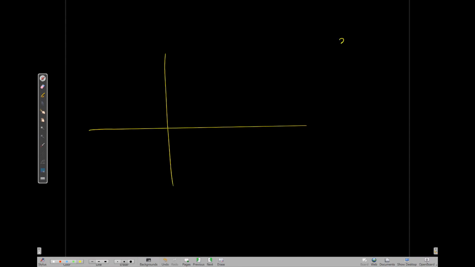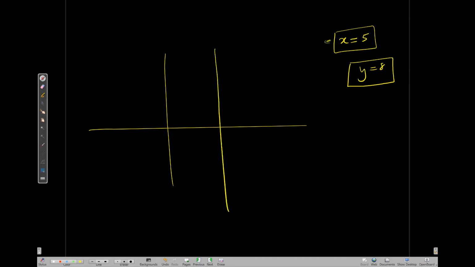Now, intermediate algebra basic stuff: x equals 5. If you had this equation, what does it represent? And y equals 8. What are those two things? x equals 5 is always a vertical line going through 5, because the x value is 5. No matter what point you check, this vertical line has x equal 5, right? And y equals 8, something like this.